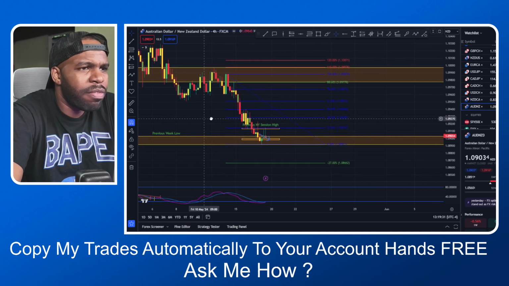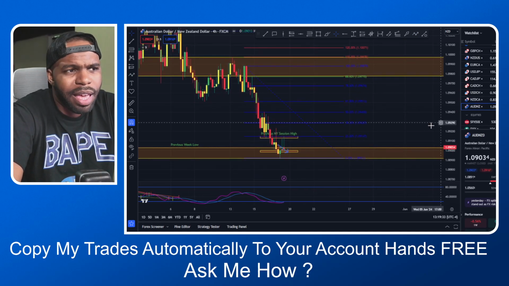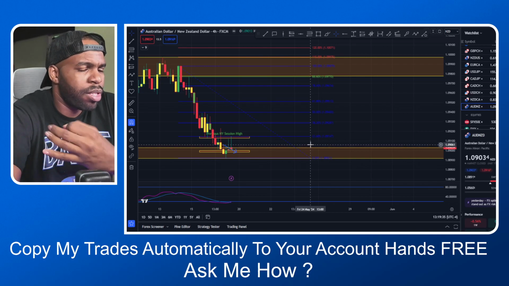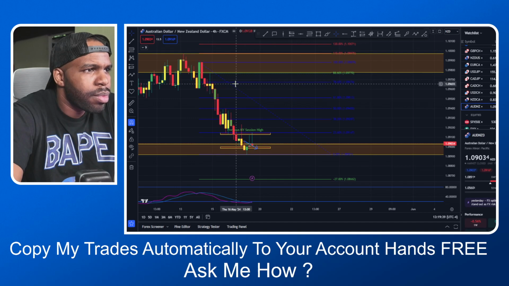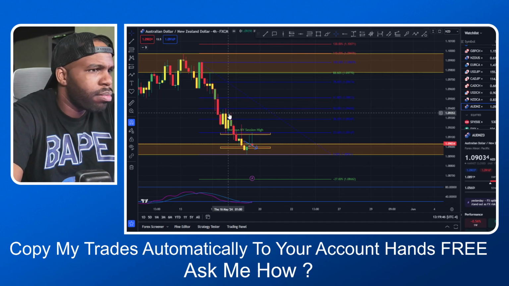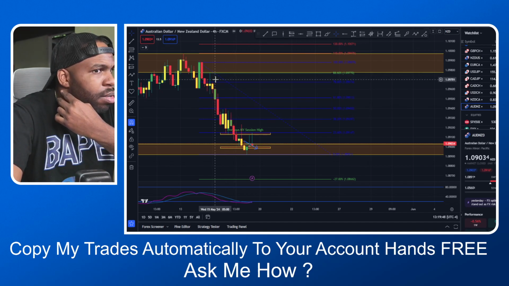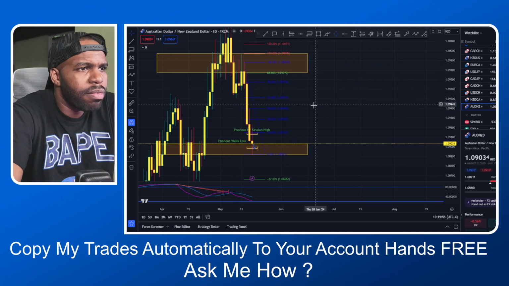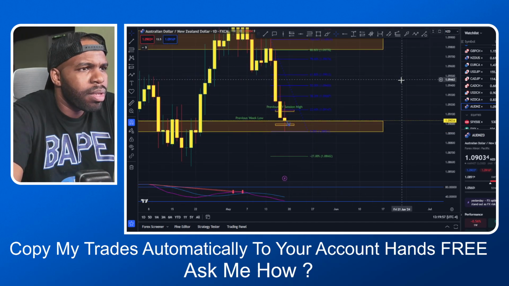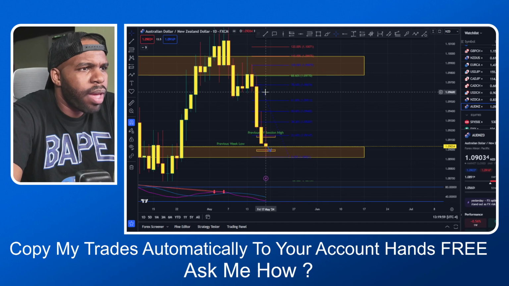Let's see if we see any fair value gaps, because I like to look at fair value gaps. A fair value gap is a 3 candle pattern. Let's see if we can find one here. This is the 4 hour. But I don't see any fair value gaps here, really. Let's go on the daily. We might see a fair value gap. Okay, so we have a fair value gap here.